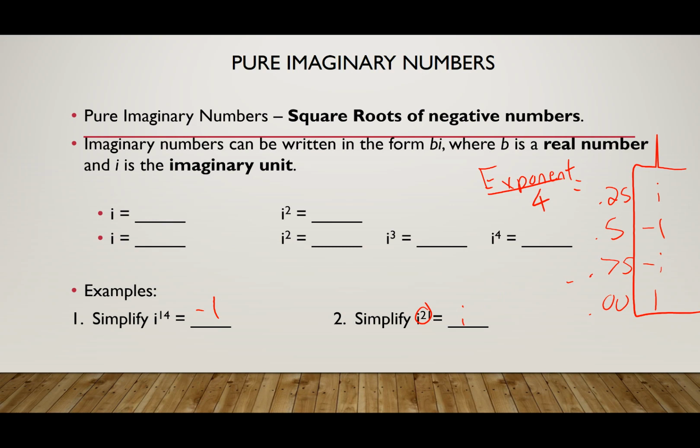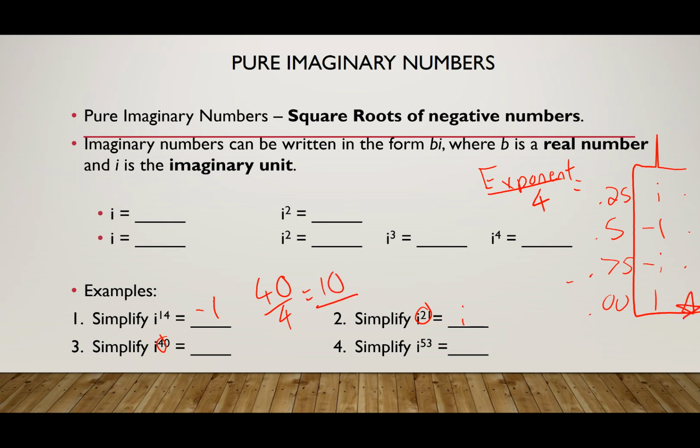So just use that little trick to help you match up which part of the pattern your i falls under. i to the 40th, same idea. So take 40 divided by 4, and you'll see that it ends as 10. And since it ends as a whole number, that means it's the fourth part of the pattern, which is 1.